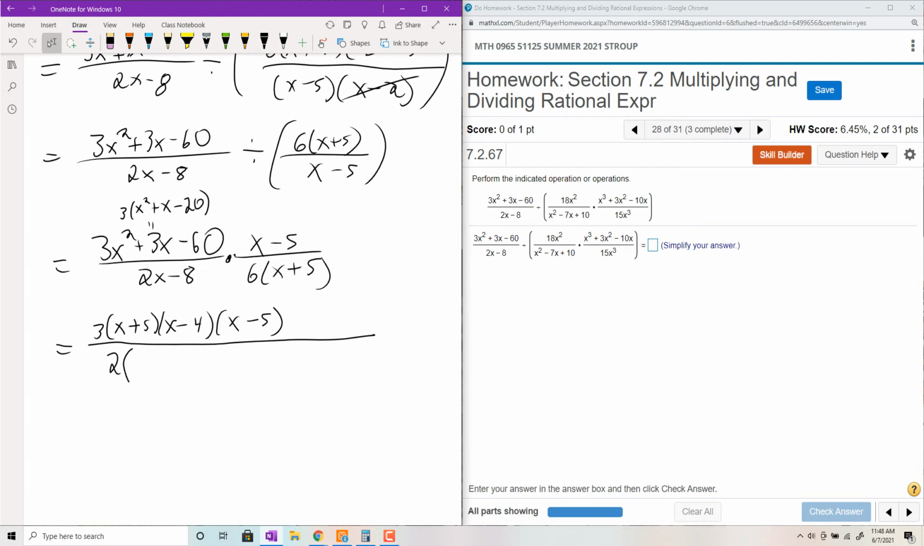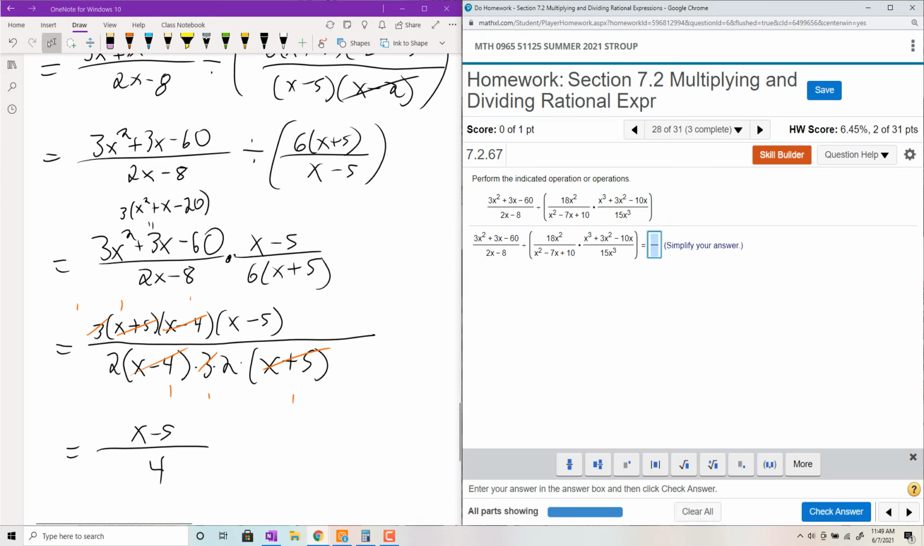Downstairs, you can factor out a 2, you get x minus 4, and then times 6, which is the same as 3 times 2. Then times an x plus 5, and then we have some stuff we can remove. We can get rid of the 3's, the x plus 5's, the x minus 4's, and what do I got left? So x minus 5 all over 4. And that's nice. X minus 5 all over 4.